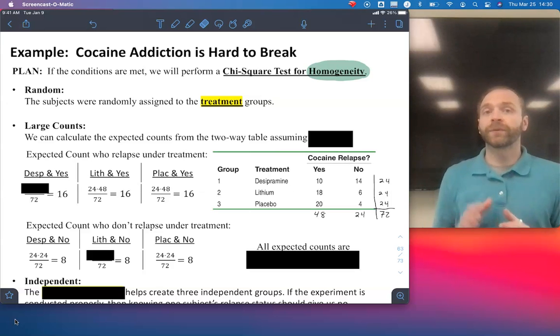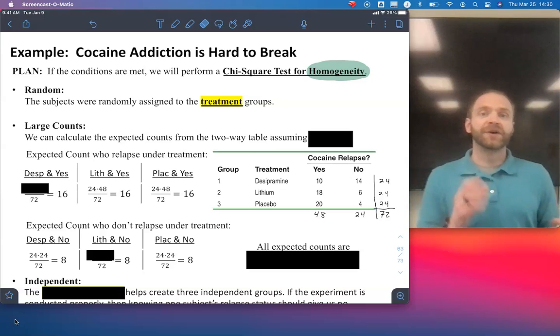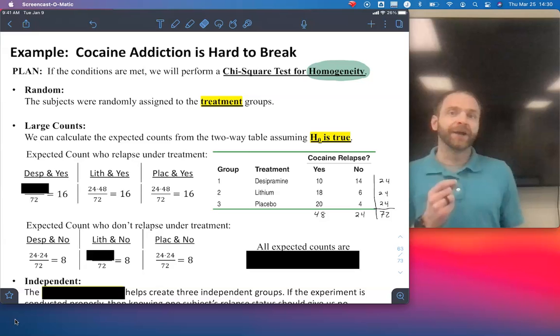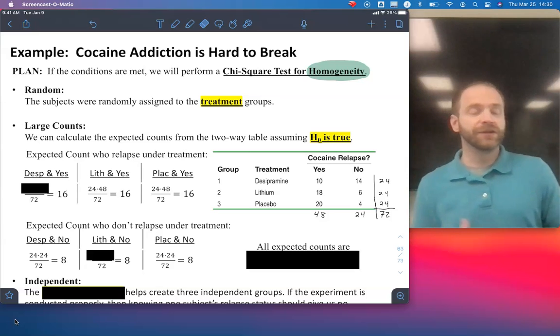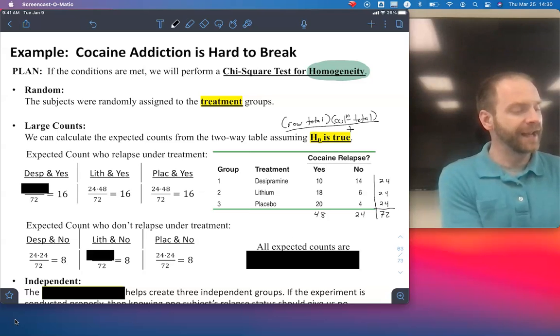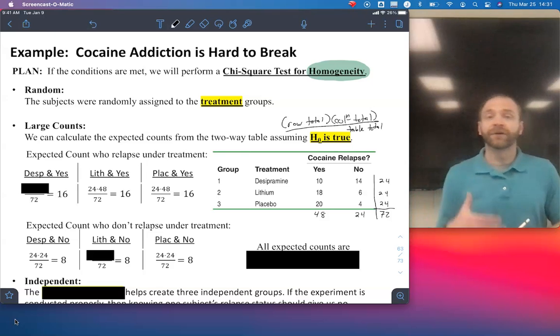Now in the large sample, we have to look at the expected counts. And those expected counts come from assuming that the null is true. And we did learn that there was a process we could use for that. When we're assuming the null is true, we can do our row total times our column total, and we can divide by the table total. We had that formula from part A, and we're going to use that here.